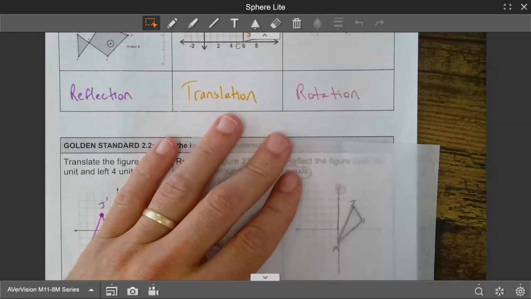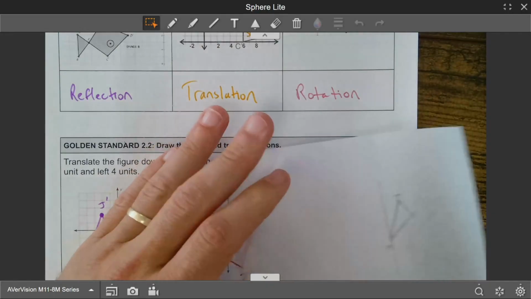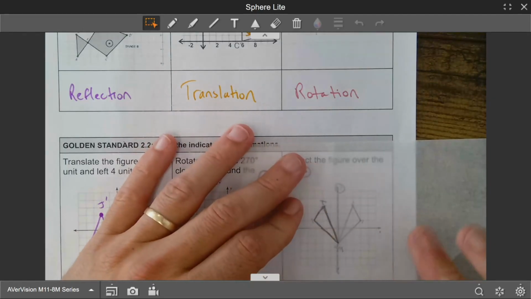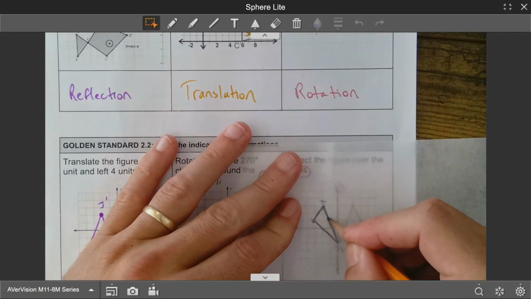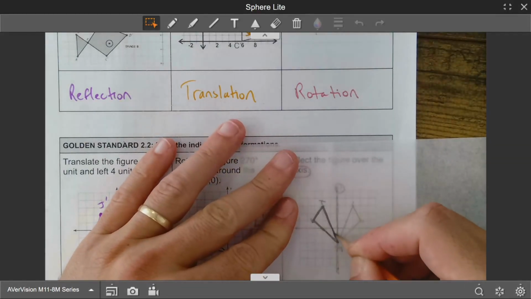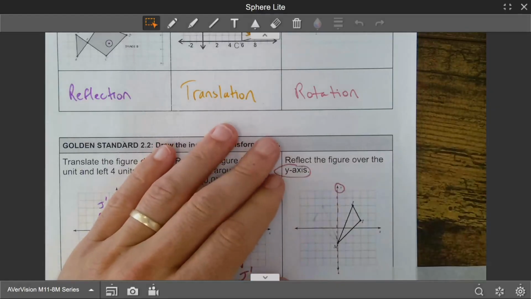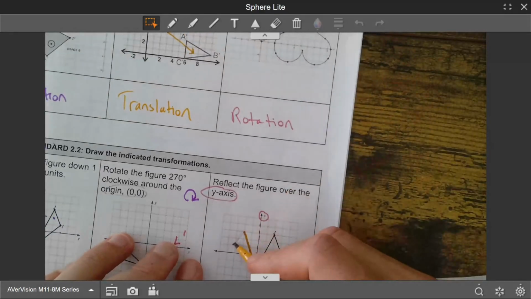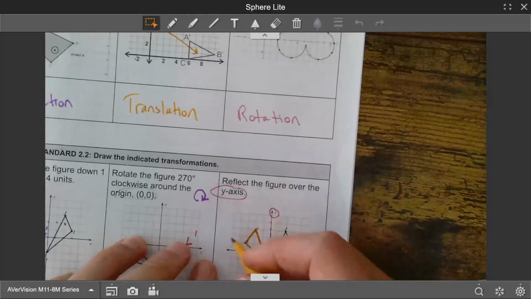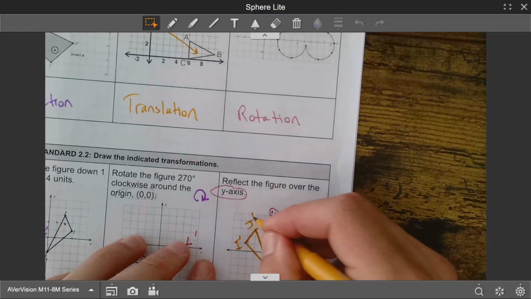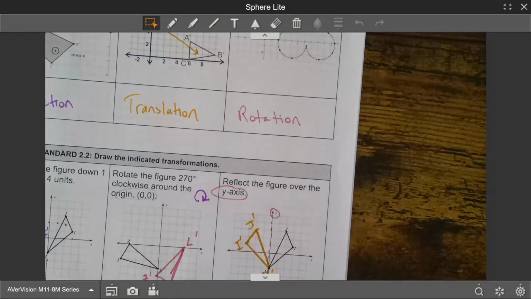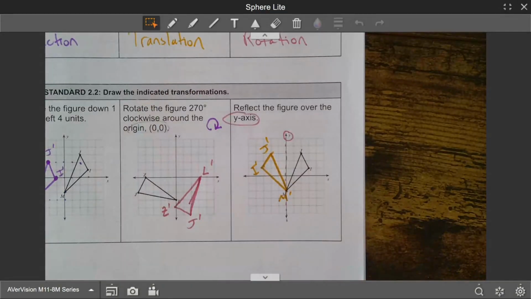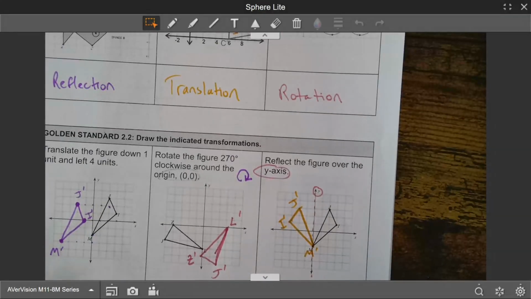Label your points. Now reflect, our keyword is flip, so we're going to flip our tracing paper over, line our line of reflection back up, and we can see where our reflected triangle will be, just like that. All right, flip it over, look at your paper, and connect your points. Last step, label them with prime notation. M prime. You can see the reflection symmetry there as it is flipped over that line of reflection. That's Golden Standard 2.2. Let's move on to the back.